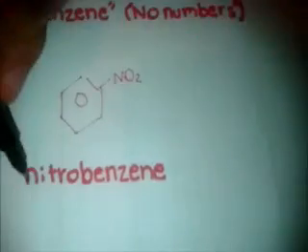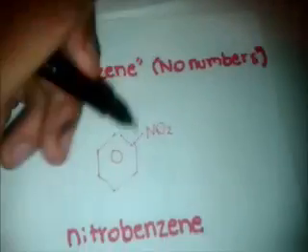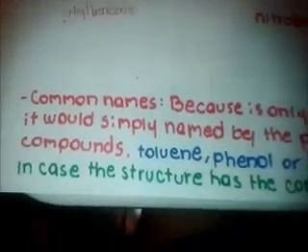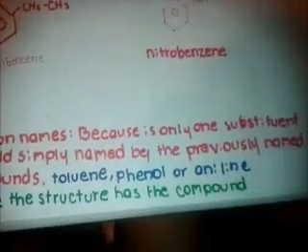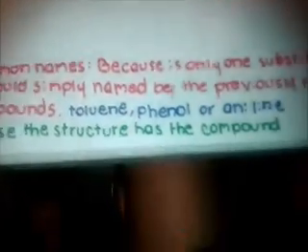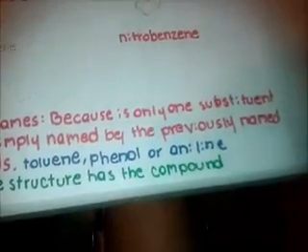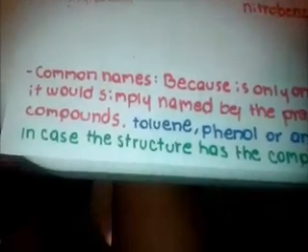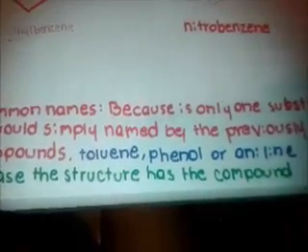This one is nitrobenzene. Nitro is NO2. So it will be simply nitrobenzene. Common names: because it's only one substituent, it will simply be named by the previously named compounds: toluene, phenol, and aniline, in case the structure has that group.